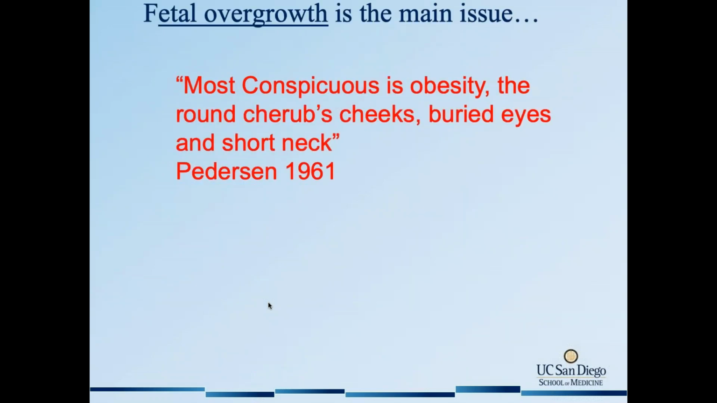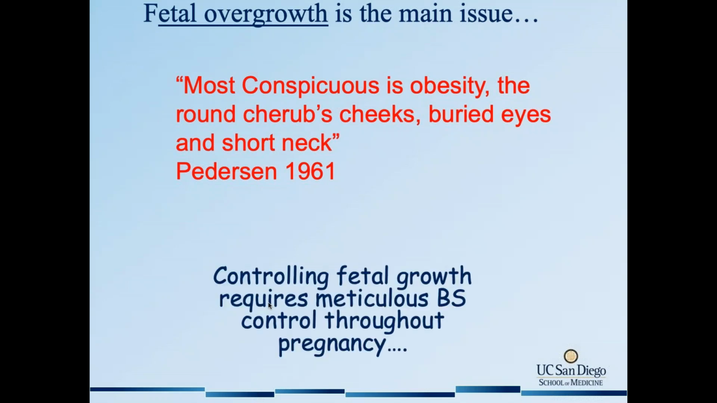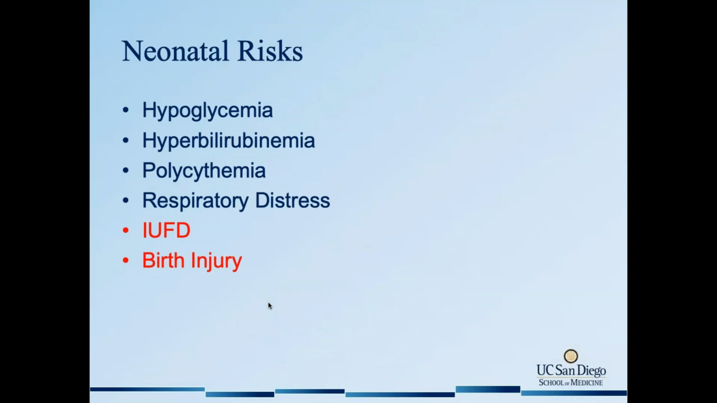And the way he described the fetal overgrowth was that most conspicuous is obesity with these round cherub's cheeks and the buried eyes and the short neck. And he described that again in his initial studies in 1952, but he was quoted saying this in 1961. And so in order to control fetal overgrowth, we want to have meticulous blood sugar control throughout pregnancy.